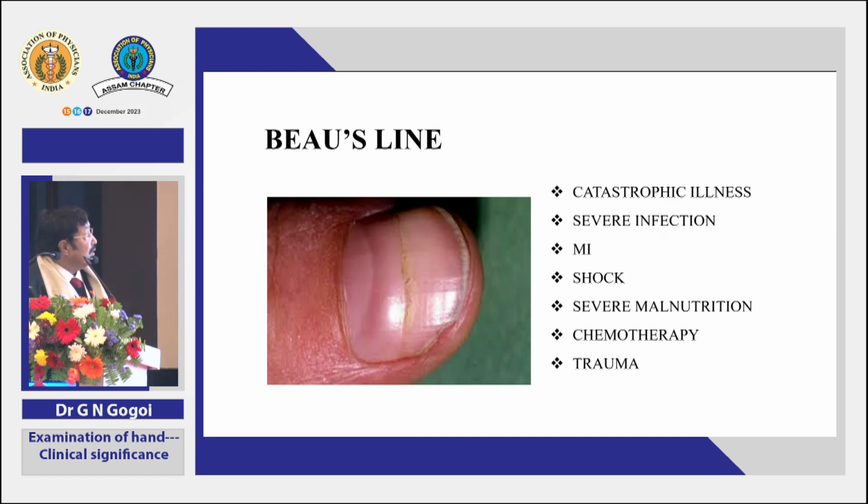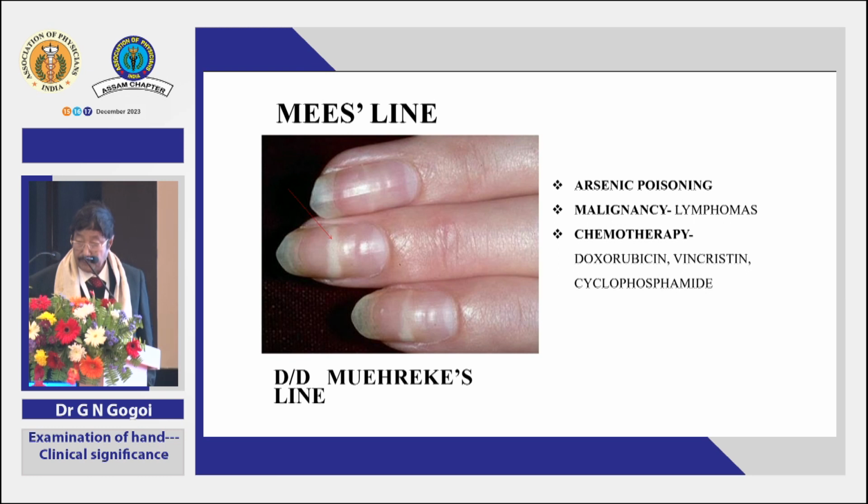Then also look for the Beau's lines. These are because of some catastrophic illness that arrests the nail growth, and then when the catastrophic illness is over, the nail starts growing again, giving a transverse groove. The distance from the base to the groove indicates the approximate time when he or she suffered from this illness.